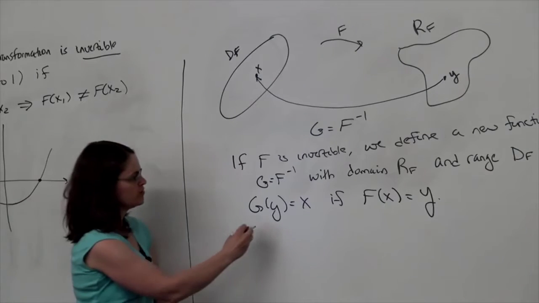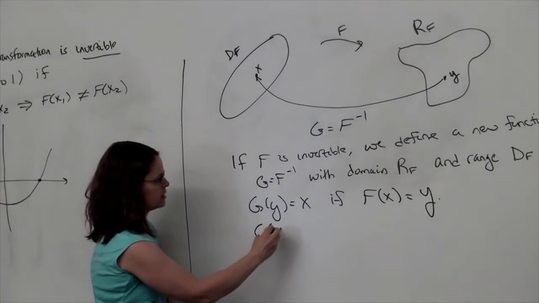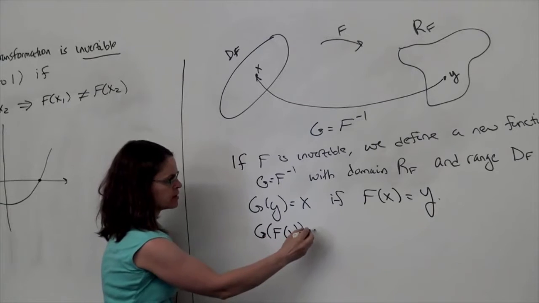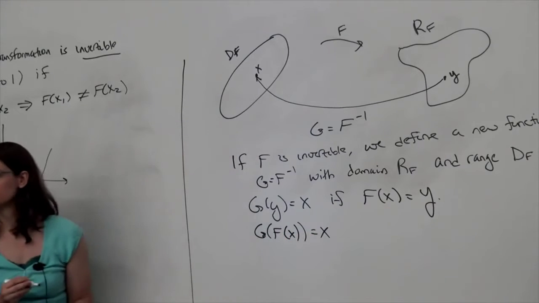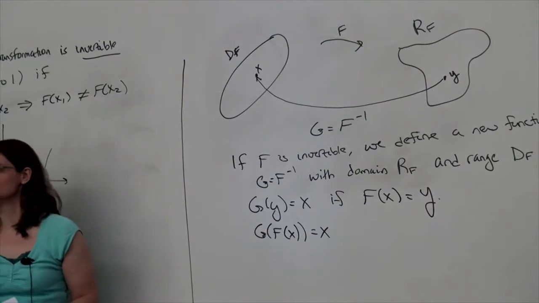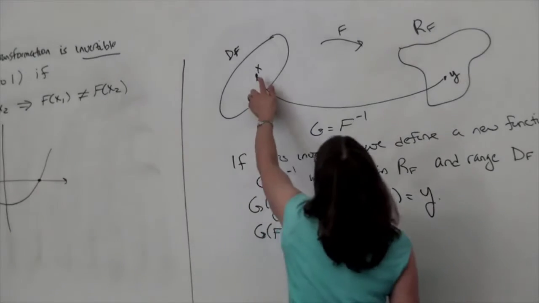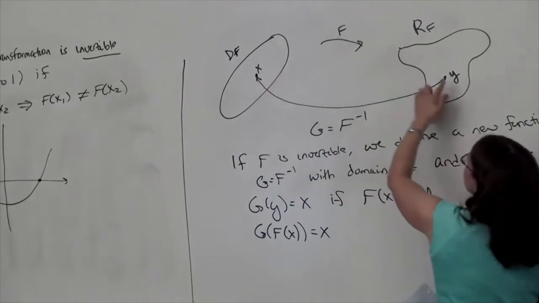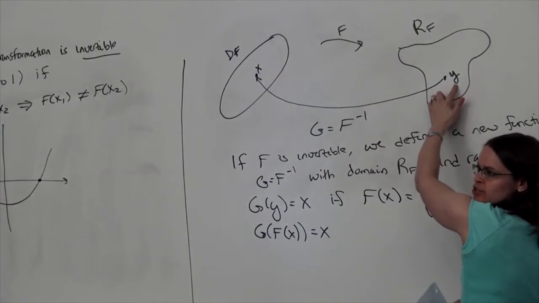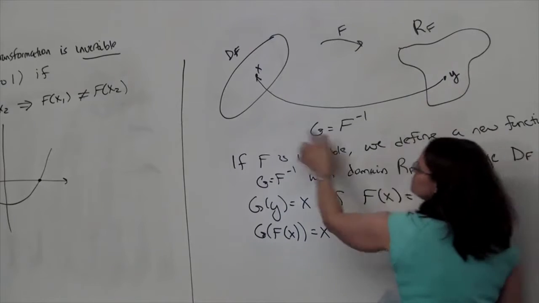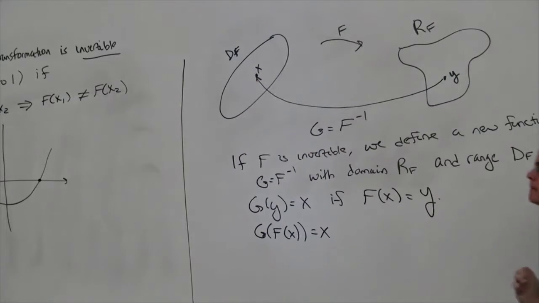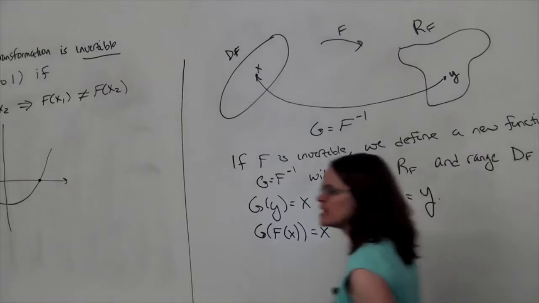And this will have the property that g of f of x is equal to x. So this inverse function undoes the original, right? So if I go from x, then I take f of x and I get to here, then g of f of x will take me right back where I started. So this is the inverse function.